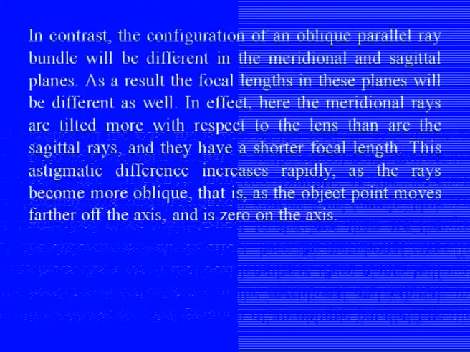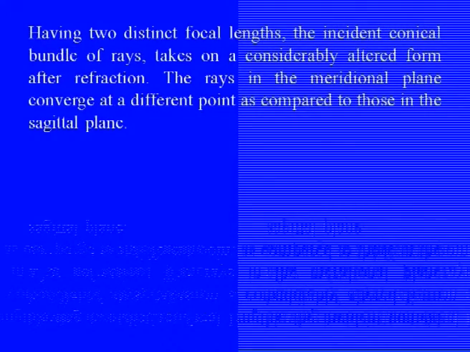This astigmatic difference increases rapidly as the rays become more and more oblique, that is, as the object point moves farther off the axis, and is naturally 0 when the object is on the axis. Now, having two different focal lengths, the incident conical bundle of rays diverging from the object takes on a considerably altered form after refraction. The rays in the meridional plane converge at a different point as compared to those in the sagittal plane.